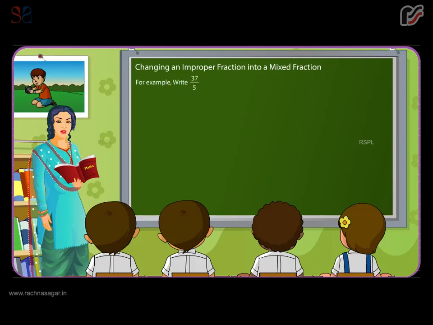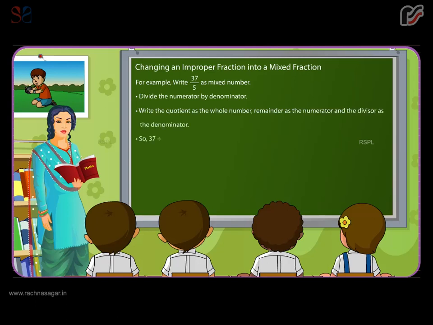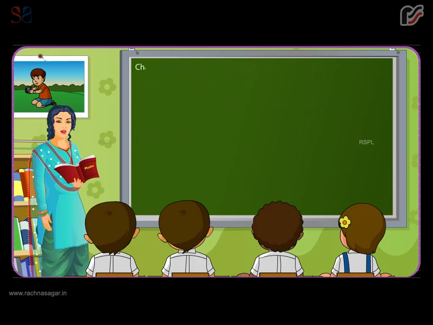Changing an improper fraction into a mixed number. For example, write 37 by 5 as a mixed number. Divide the numerator by the denominator. Write the quotient as the whole number, the remainder as the numerator, and the divisor as the denominator. So, 37 by 5 is equal to 7 2 by 5.